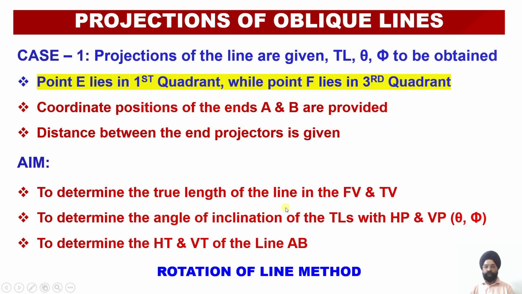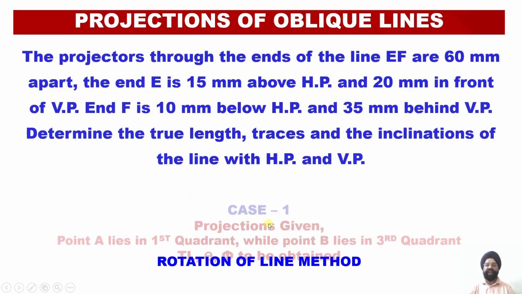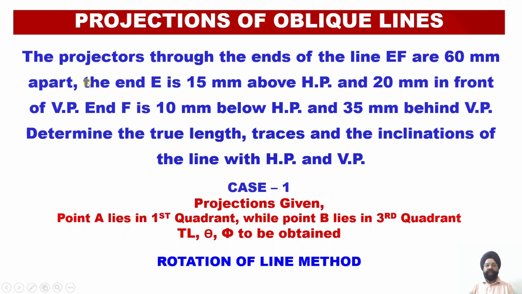So we need to work out the true length of the line in both front view as well as the top view. We need to determine the angles of inclination of these two lines with HP and VP, that is, angle theta and phi will be worked out, and again the traces of the line will also be worked out, and the method used again will be the rotation of the line method. So let us read out the problem. The projectors through the ends E and F are 60 millimeter apart. So you know the distance between the projectors of E and F, that is, the two ends of the line.